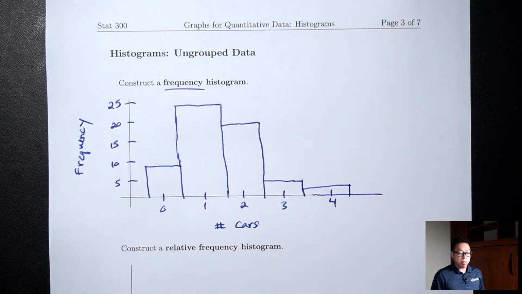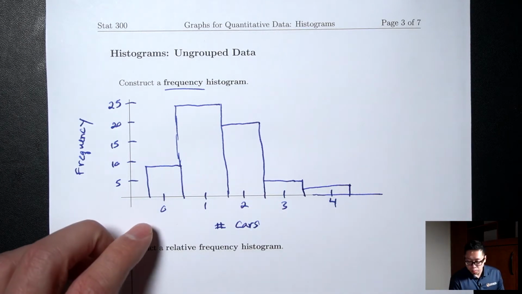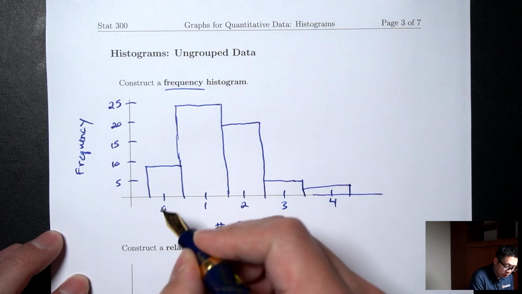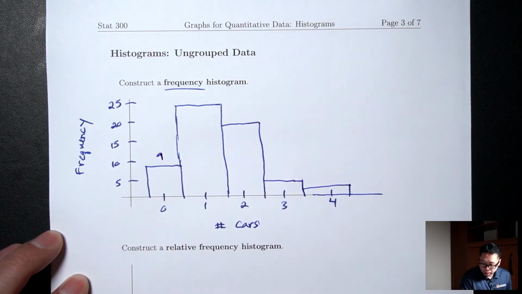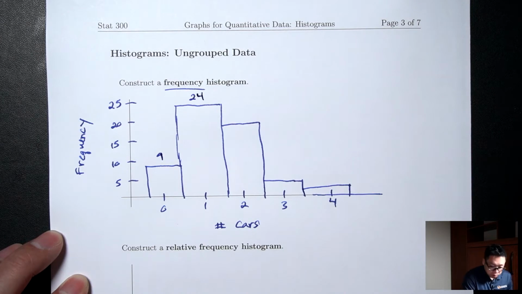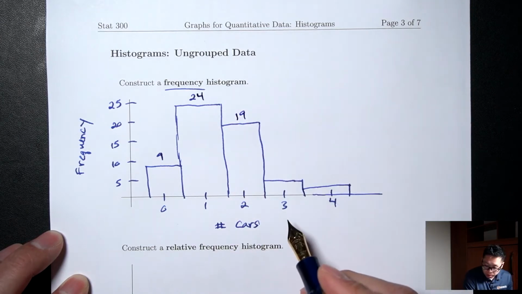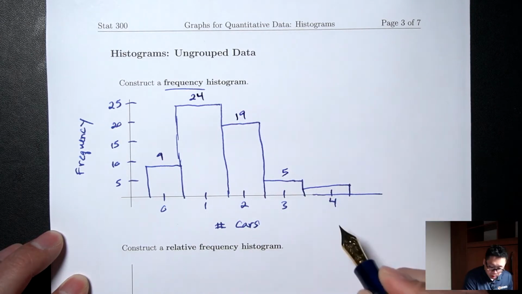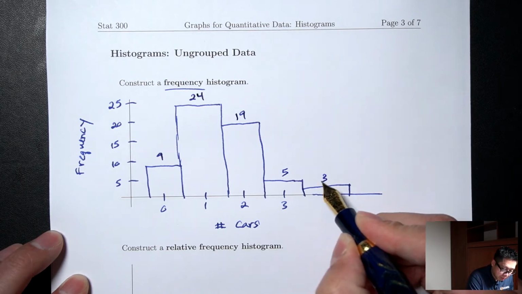And to help my reader, because sometimes the height is hard to read, I'm going to put the frequencies on each bar. So the 0 was supposed to be 9. The 1 was a 24. The 2 was a 19. The 3 was a 5. And then the 4 was a 3.